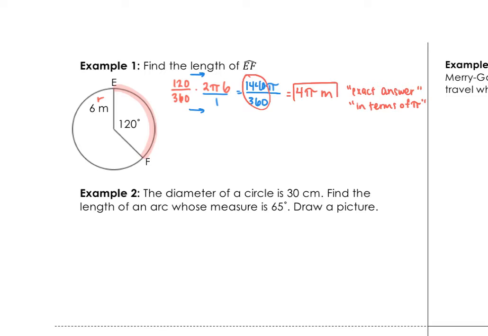Okay, so now to get my approximate answer, I'm just going to actually multiply that out. Since pi is 3.14, we're just going to do 4 times 3.14. So 4 times 3.14, it's about 12.56. So 12.56 meters. This is my approximate answer.